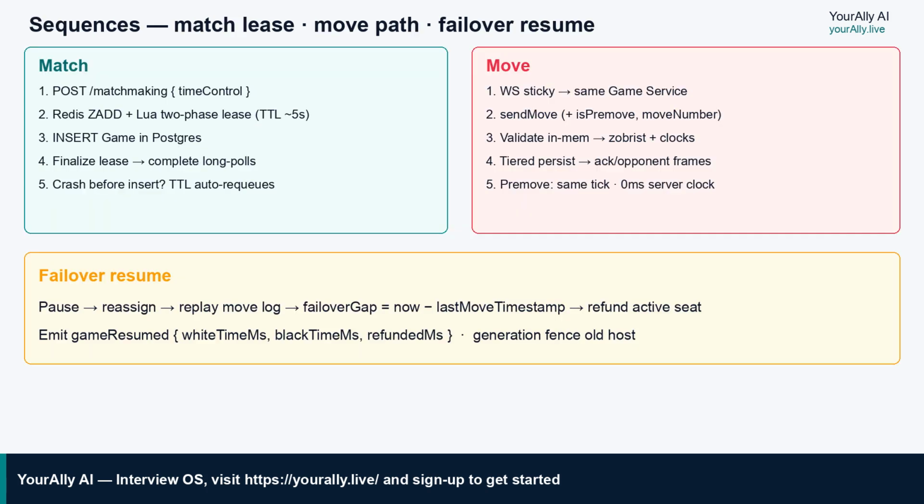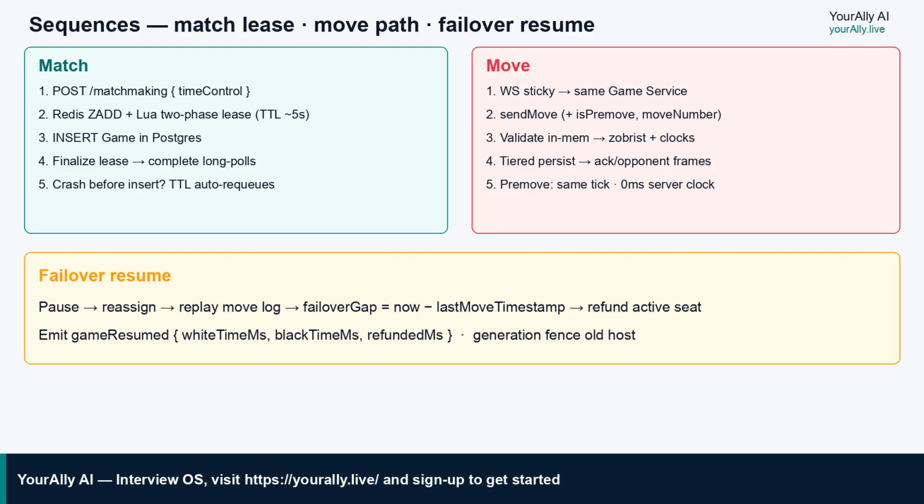Two sequences on the board, match, then move. Match: post time control, service, judge the player. Lua finds a compatible rating peer and moves both into a pending game lease with a 5-second TTL. A worker inserts the game in Postgres with start ratings snapshotted, finalizes the lease, and completes both held HTTP requests with gameId, color, opponent summary, WS URL. If the worker dies after claim and before insert, TTL expiry throws both players back into the sorted set automatically. That is the zombie claim story in motion.